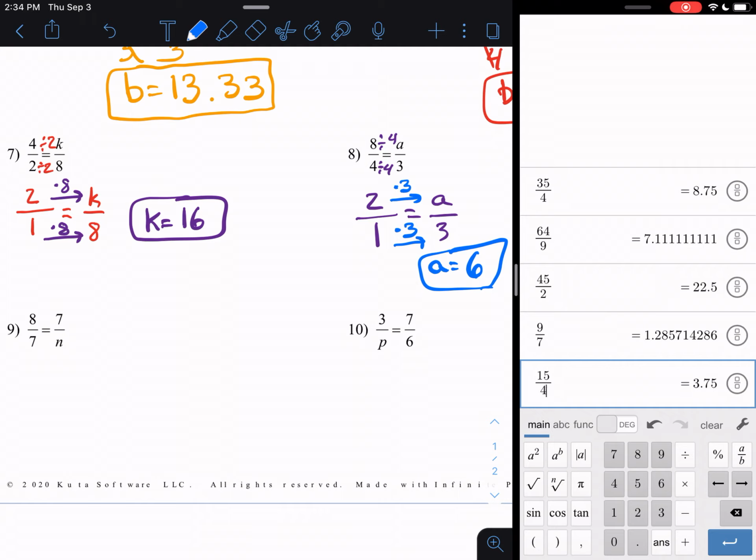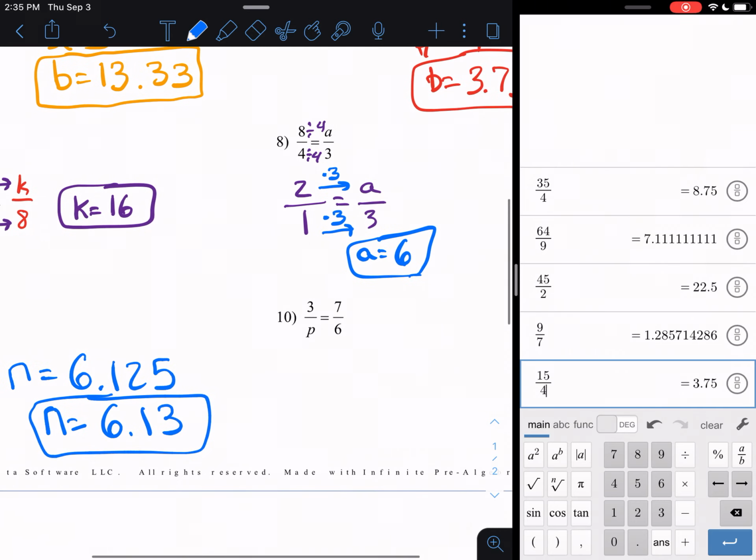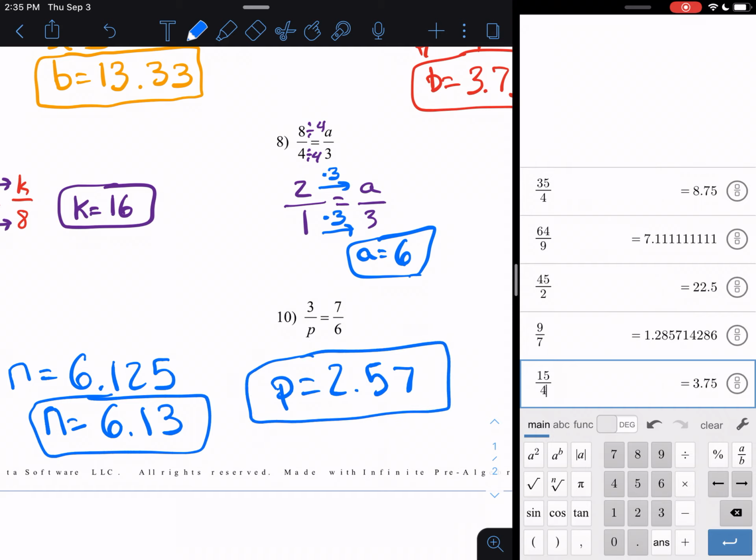Okay, so number 9, after you cross multiply and whatnot, you should end up getting an answer of n equals 6.125, or if you followed the rounding directions, you should have said n equals 6.13 would have been your final answer. All right, guys? Okay, and number 10, you should have gotten an answer of p equals 2.57. You probably got a lot of numbers after that almost repeating, but you wouldn't really be able to tell. But that would be the rounded answer of 2.57.